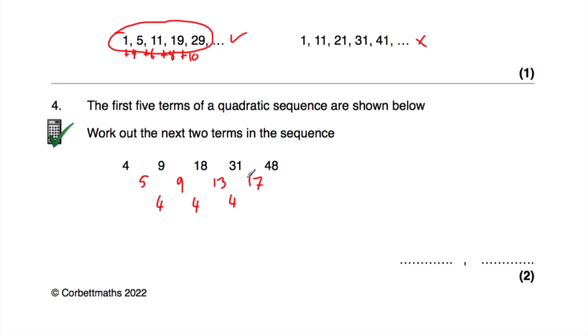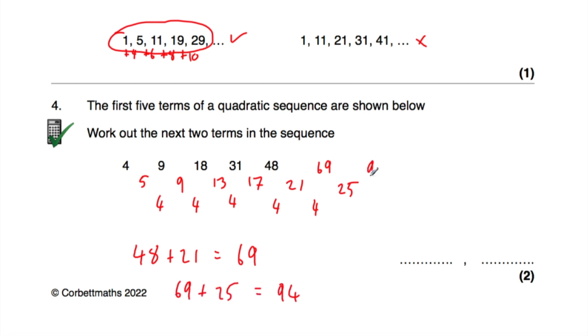So this time, instead of adding 17, we're going to add 21, because each time what we're adding gets bigger by 4. And 48 plus 21 is equal to 69. Then we've added 21, so next we're going to add 25, because what we're adding gets bigger by 4 each time. So we do 69 plus 25, and that's equal to 94. So our next term would be 94.